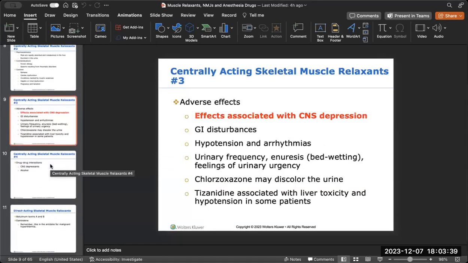Adverse effects of these centrally acting skeletal muscle relaxants: CNS suppression. So our priority is respiratory status. What's going on with their respirations? Are they hypotensive? Are they having arrhythmias? They could also have GI disturbances, and they could even have urinary frequency or enuresis, or bedwetting. But remember, the priority here is respiratory. It causes CNS depression, which means we need to monitor our respiratory status.